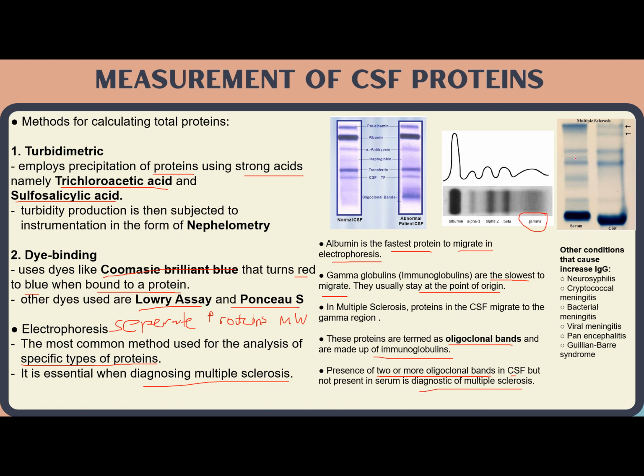So, let's say your serum undergoes electrophoresis. This is the gamma region. In the gamma region in your serum, only one band is found. But when you undergo CSF electrophoresis, you were able to find two bands in the gamma region. It means that the patient has MS, or multiple sclerosis. Other conditions that would cause increased MS bands or increased IgG include neurosyphilis, cryptococcal meningitis, bacterial meningitis, viral meningitis, panencephalitis, and Guillain-Barré syndrome.